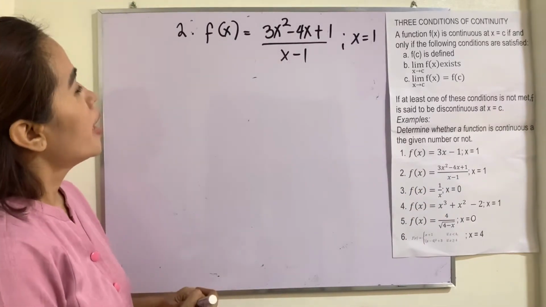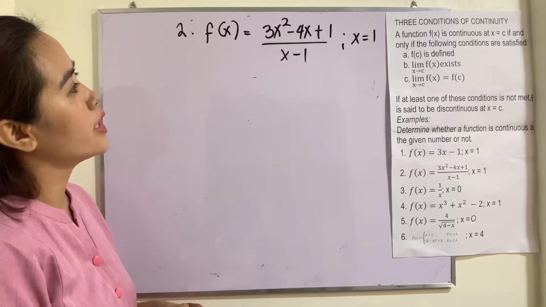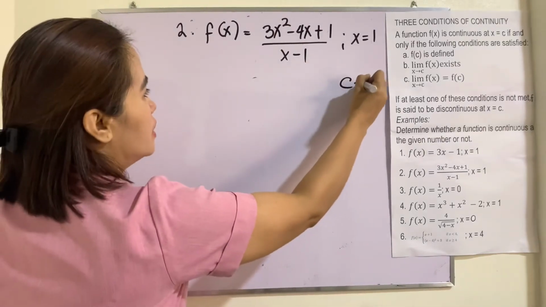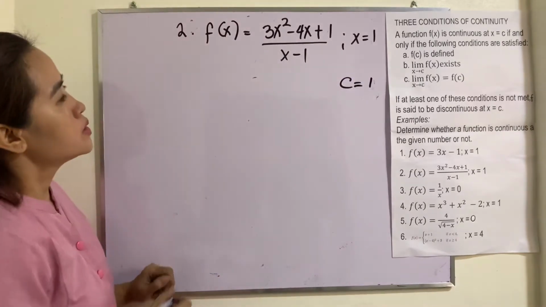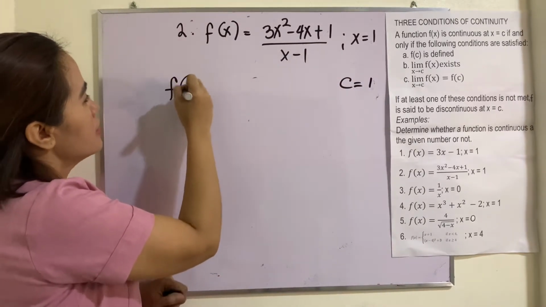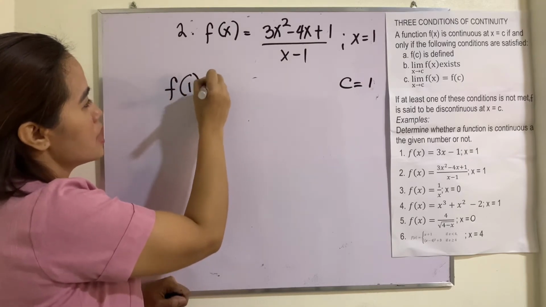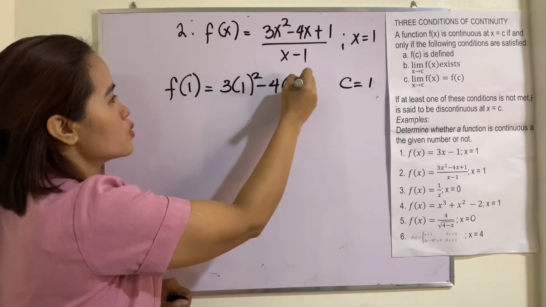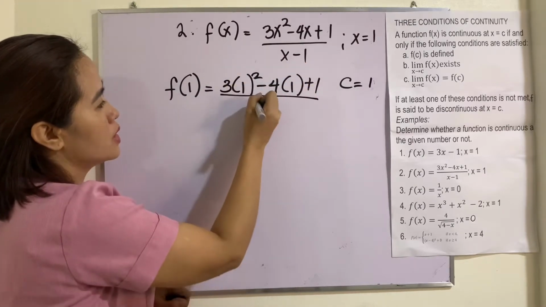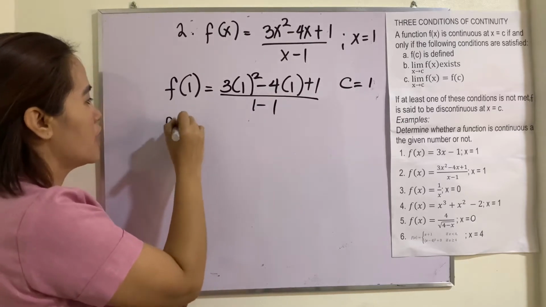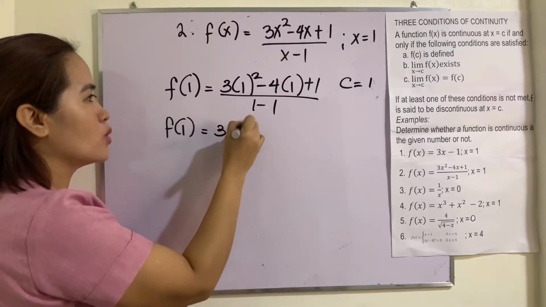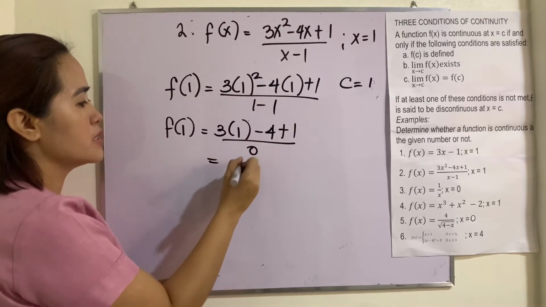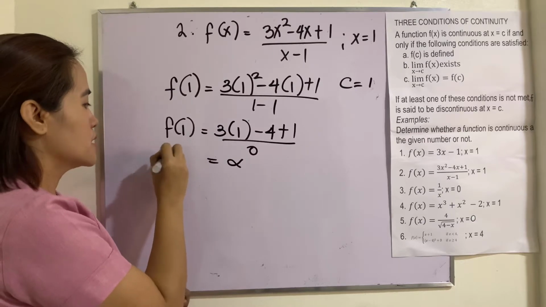Example number 2. f of x equals 3x squared minus 4x plus 1 over x minus 1. The given c is 1. So, let us evaluate f of c. So this is f of 1. 3 times 1 squared minus 4 times 1 plus 1 over 1 minus 1. So f of 1 is equal to 3 times 1 minus 4 plus 1 over 0. Any number divided by 0 is undefined. So f of 1 is undefined.